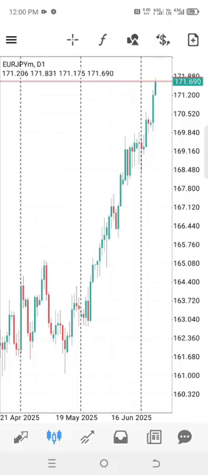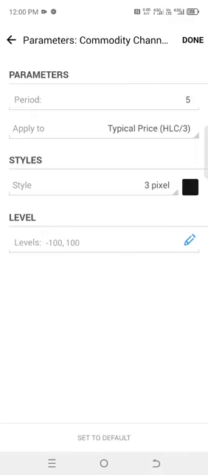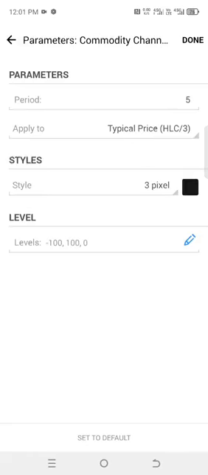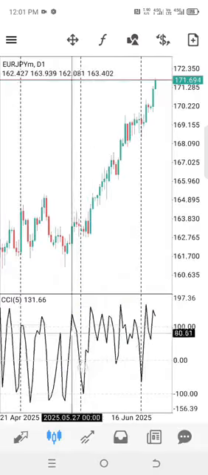So now we are going to be working with indicators like the CCI indicator. So let's add it to the chart. The CCI is an acronym for Commodity Channel Index. So we're going to be working with a period of 5 applied to typical HLC over 3, style 3 pixel, and levels -100, +100, and one more level 0. We'll add it to the chart, and then we click on done. Now this is your CCI on the chart, guys.